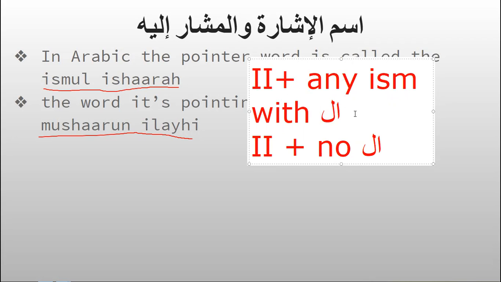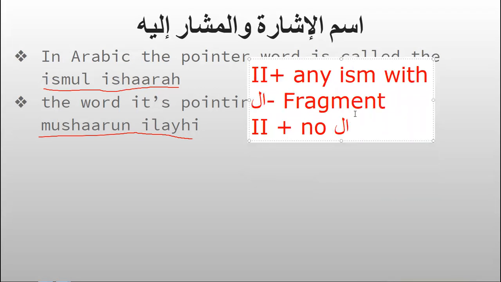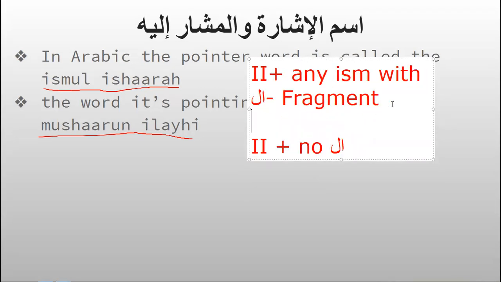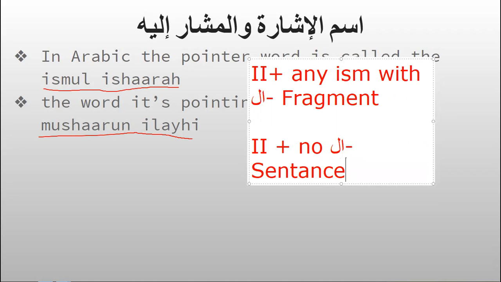And Ismul Ishara with no al is a sentence. Okay, easy enough? And the Ismul Ishara is also an ism, right? You know that from our very first class, that pointing words are also considered as ism. So Ismul Ishara and Musharun Ilay, the thing that is being pointed at, have to match the properties.